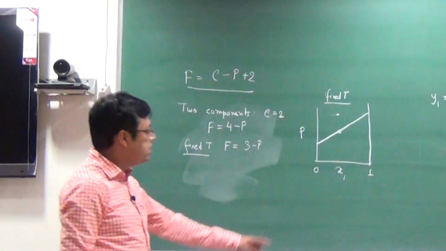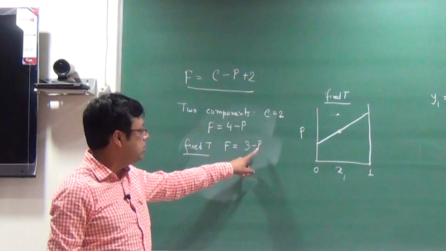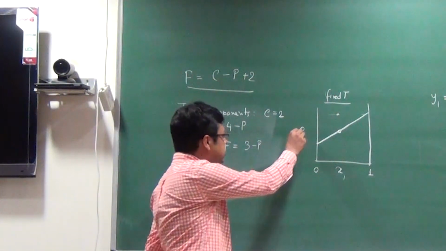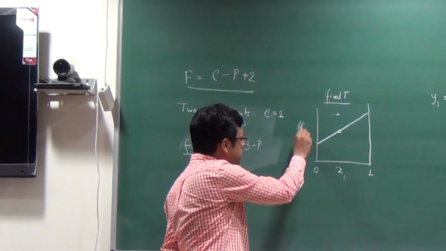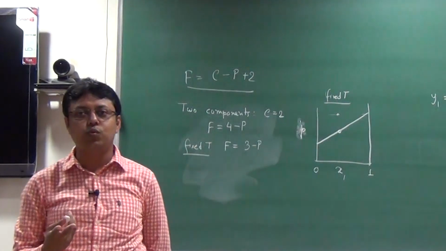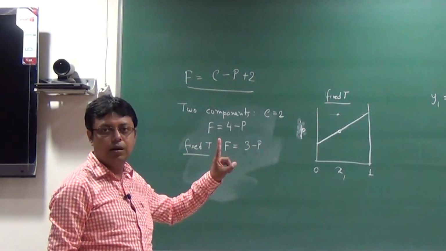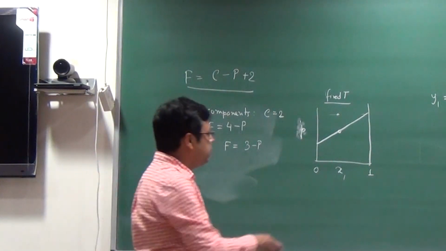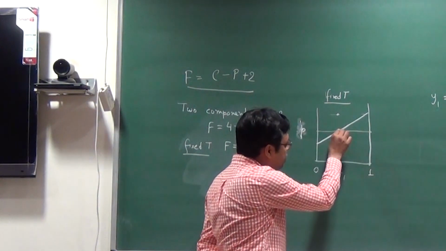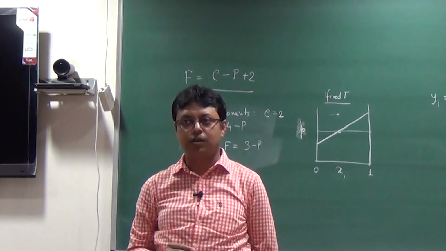Now on this line, what is P? P means the number of phases. This is the actual pressure, so we should write it as small p. What is the number of phases? This is 2. So it will be 3 minus 2, which is 1. It makes sense because if you fix the pressure, there is only one thing variable, because this is all lying on the line. Clear?